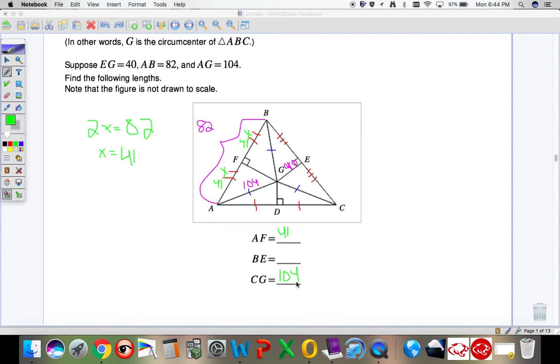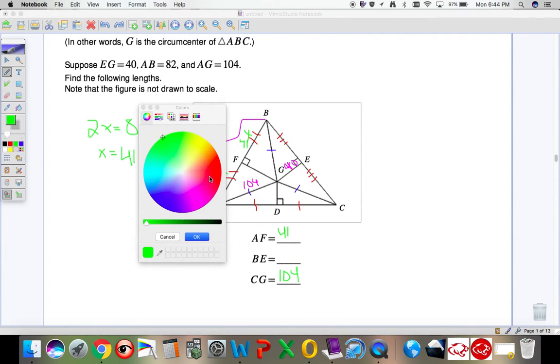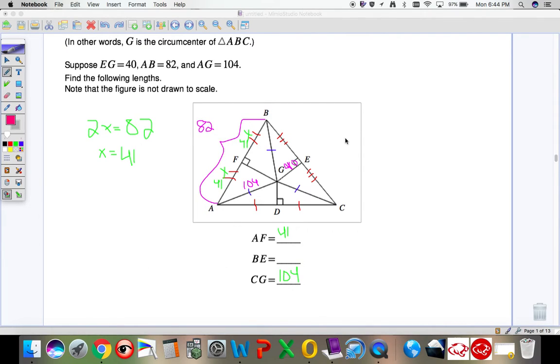And then this last one, BE, let me change my colors again. What do I want to do? I don't even know what color I want to do. We'll go back over here. Let's do that color. BE is this piece right here. Well, notice you have a right angle, you have a right triangle, you have 40, and you know this piece right here was your 104.